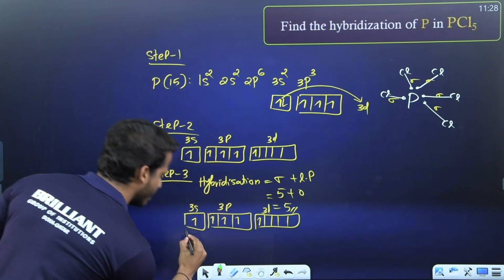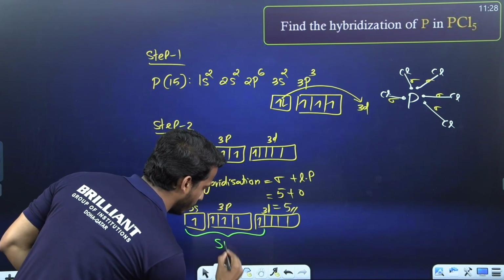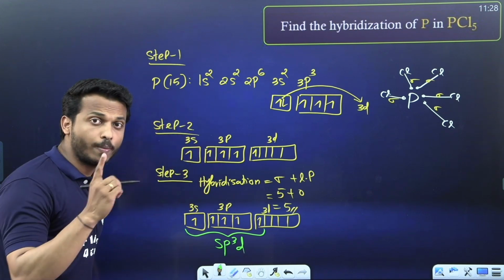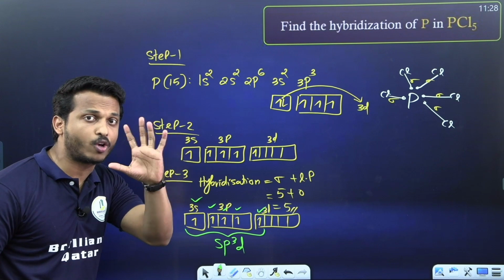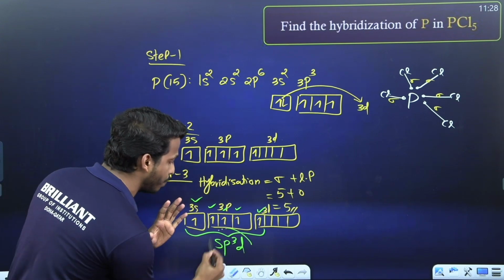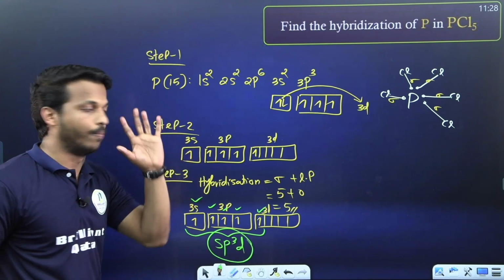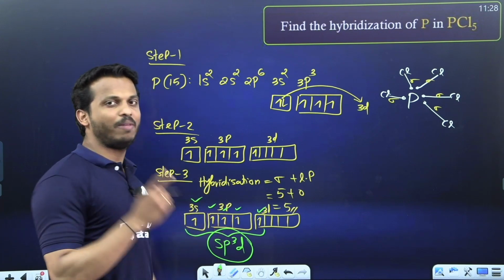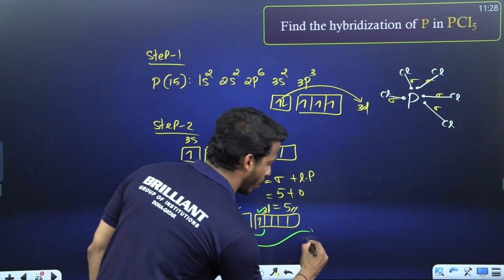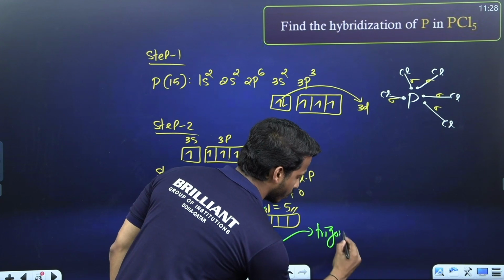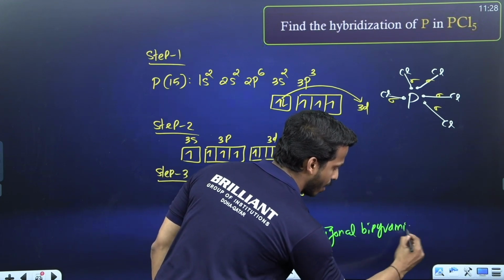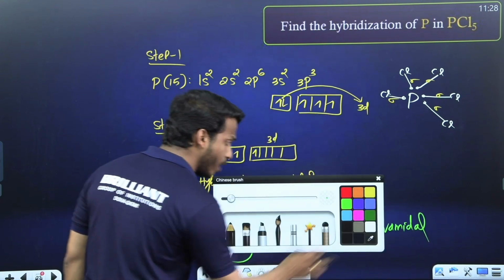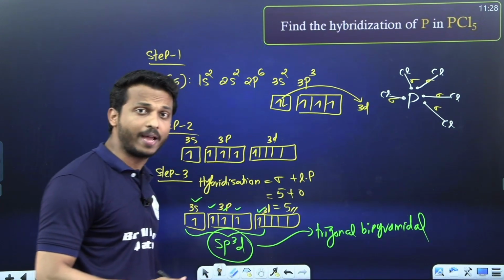sp3d, right? Mix it. How many atomic orbitals are you mixing? 1, 2, 3, 4, 5. Five atomic orbitals mixing means 5 sp3d orbitals will form. sp3d means we know the shape. The shape is trigonal bipyramidal. So dear all, we are going to draw the orbital overlap diagram.